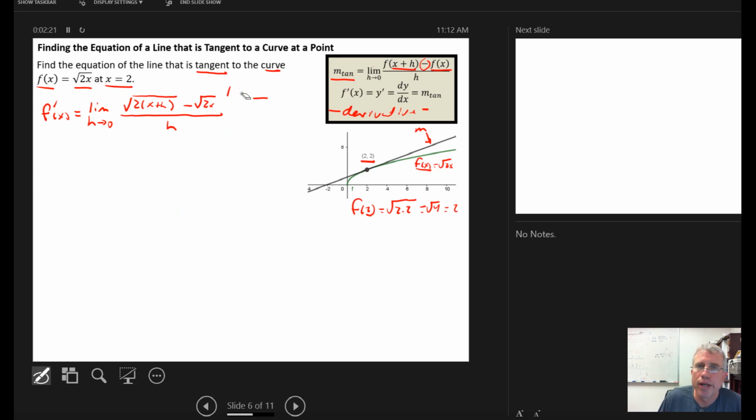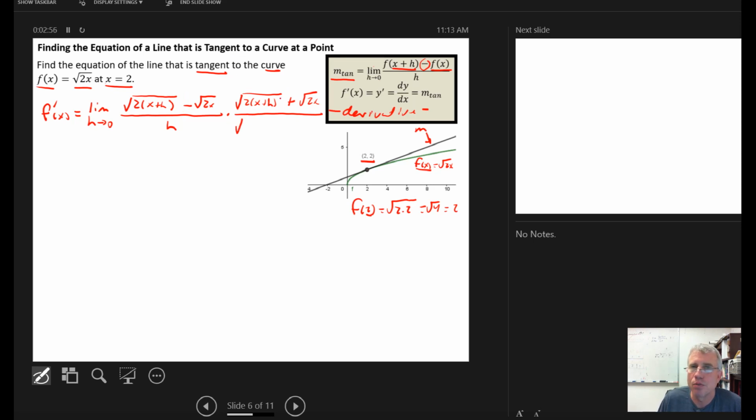And then we're going to go ahead and use the technique that we've used in two previous homework assignments. We know that we can't plug 0 in for h. We'd get division by 0. So what we're going to do is rationalize the numerator. So I'm going to multiply by the conjugate of the numerator. So it's going to be the square root of 2 times x plus h and the square root of 2x. And because this is a minus, I'm going to replace the minus with the plus over here to make the conjugate.